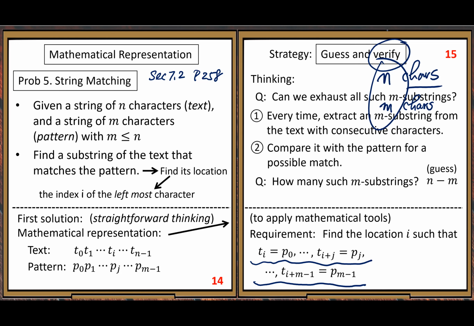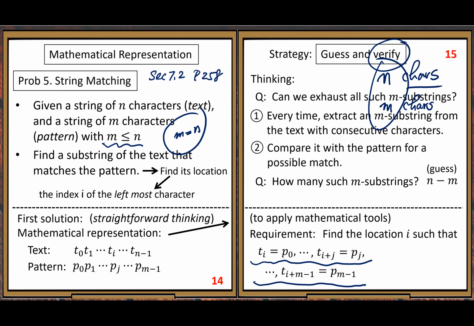Here, we know the relationship between M and N: M is less than or equal to N. How about we consider an extreme case? That extreme case is M equals N. Think about that. When M and N are exactly the same length, how many M substrings do you have in your given text?